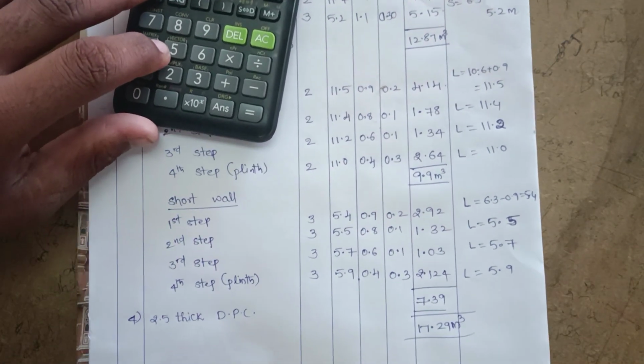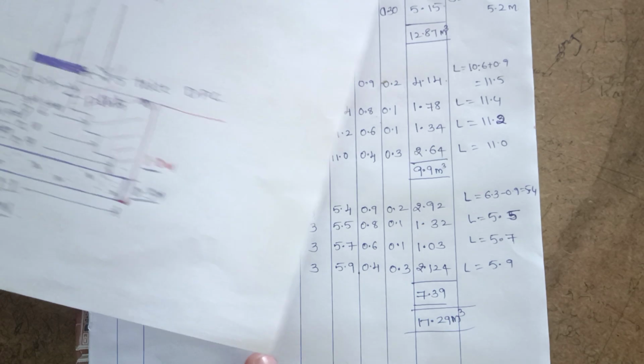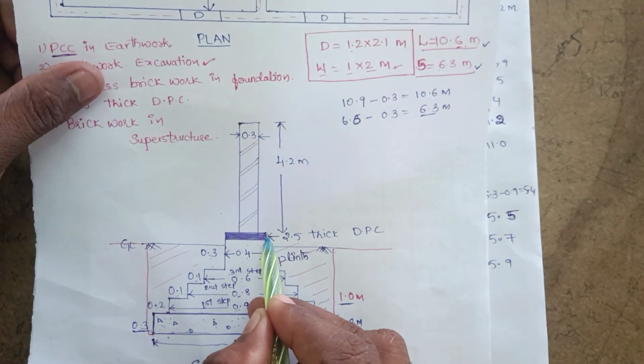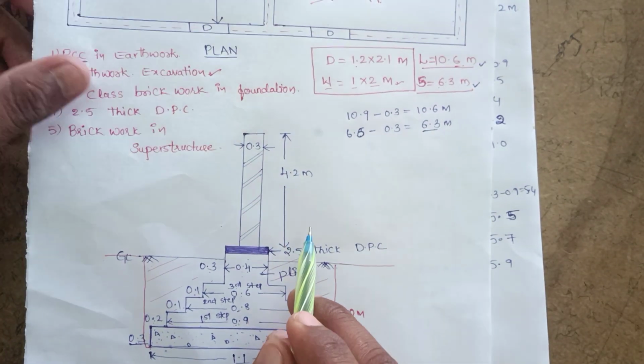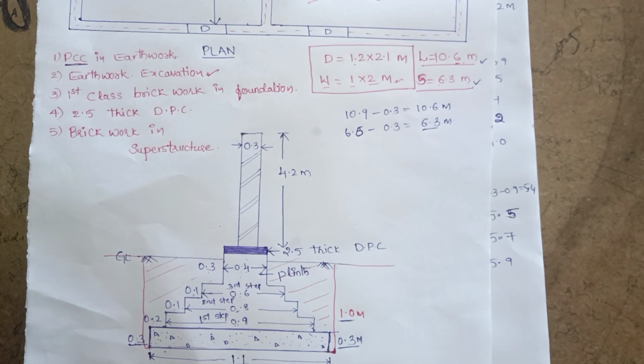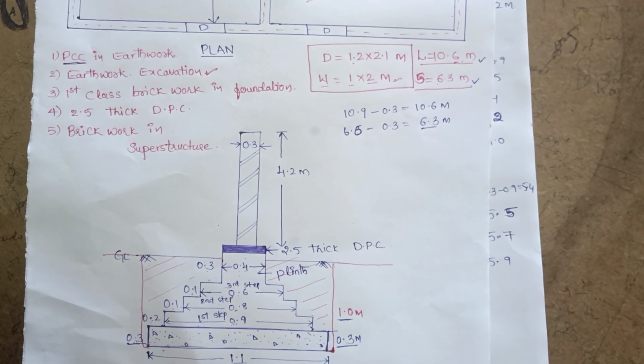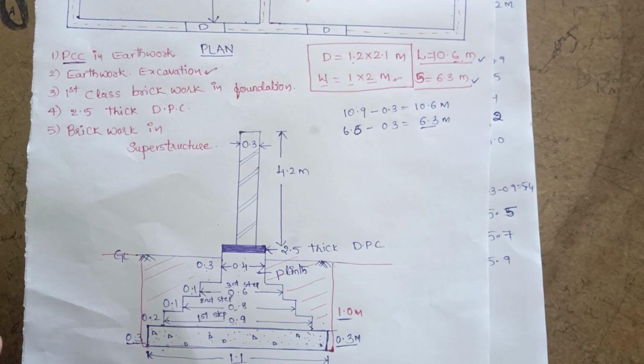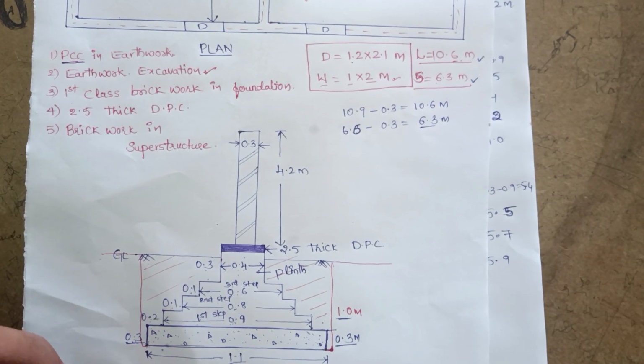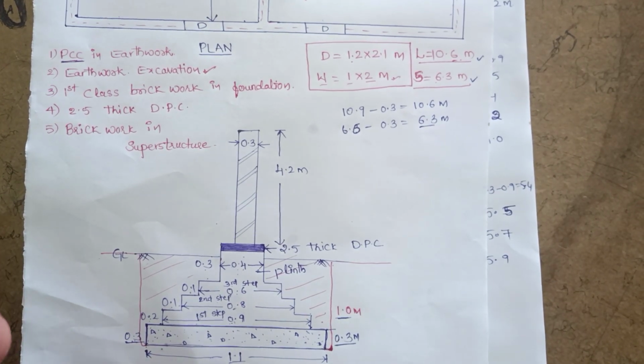Now we will see the DPC. Here the thickness of the DPC is 2.5 centimeters. Usually the depth is not taken into consideration because the measurement of the DPC is done in square meters, and therefore only the length and the breadth of the DPC are calculated.